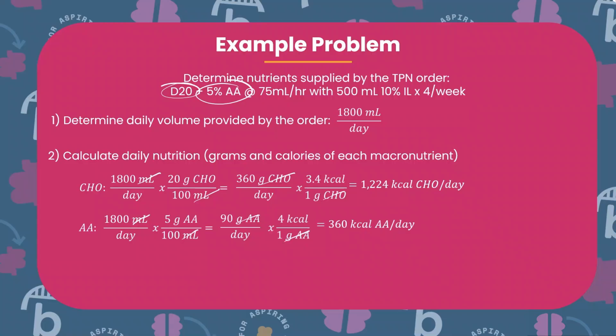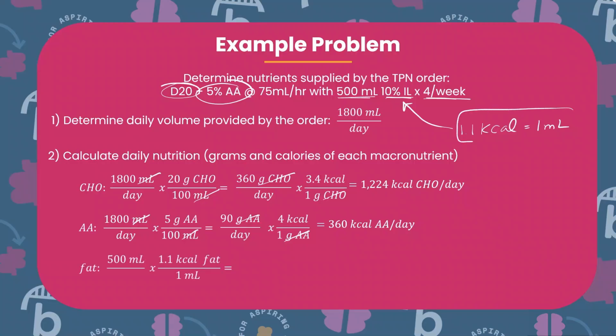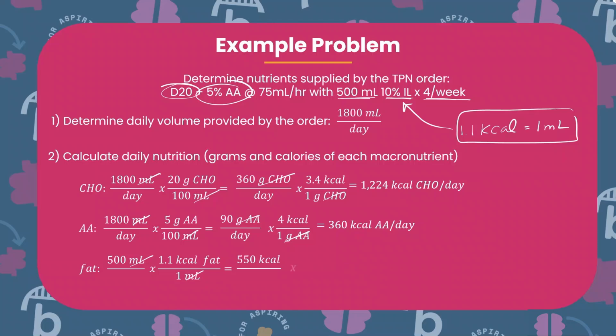The lipids provided are 500 milliliters of 10% intravenous lipid emulsion 4 times a week. You should recall that in 10% IL, there's 1.1 calories for every 1 milliliter of that solution. Since 500 milliliters of lipids are provided, we can use this as our equivalent statement. 500 milliliters giving slightly more than 1 calorie per milliliter is equal to 550 calories from fat. At 10 calories per gram of PN lipid, we're providing 55 grams of fat in this solution.